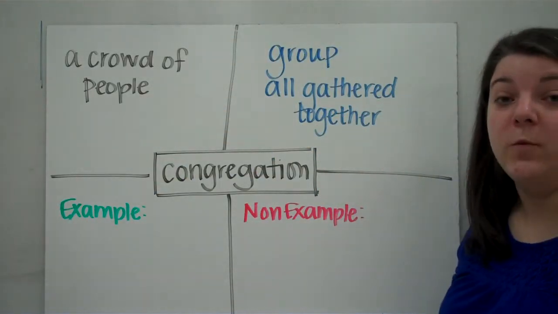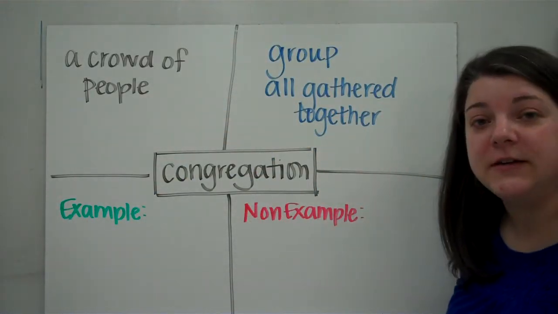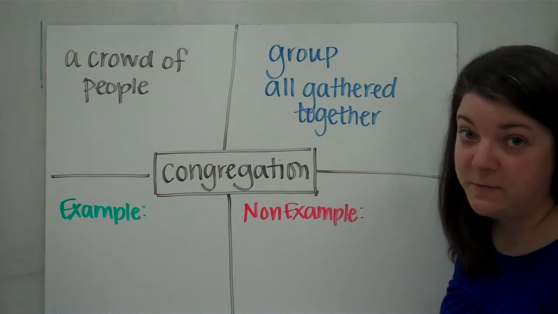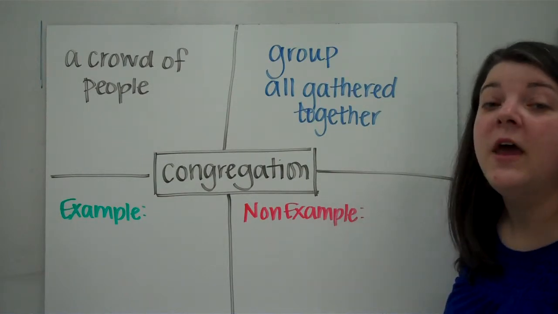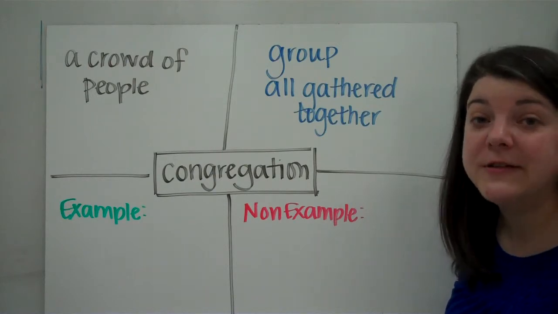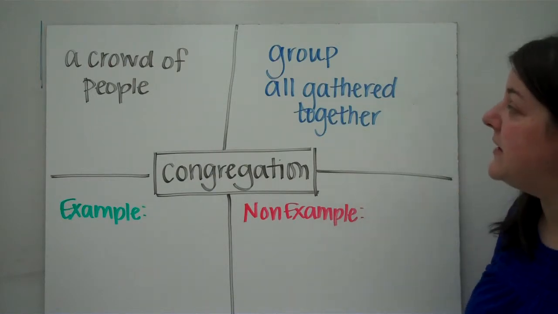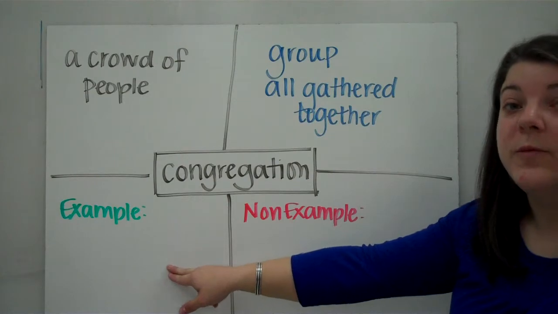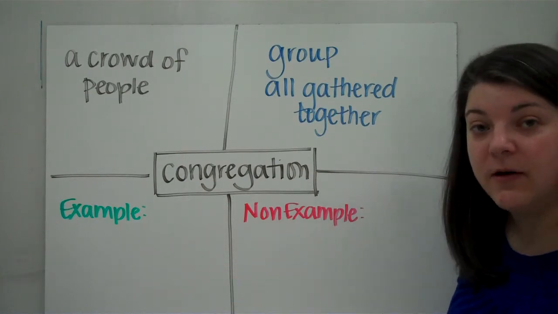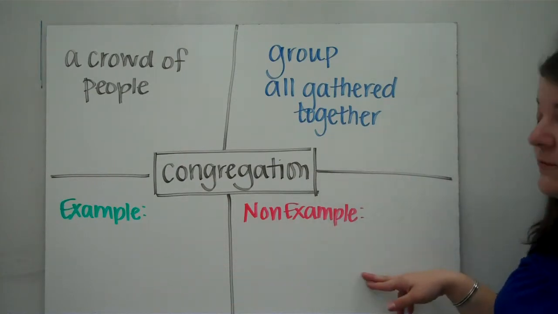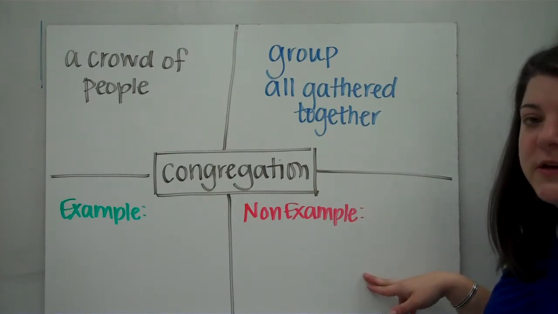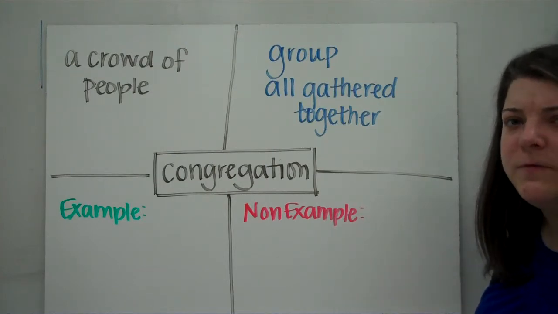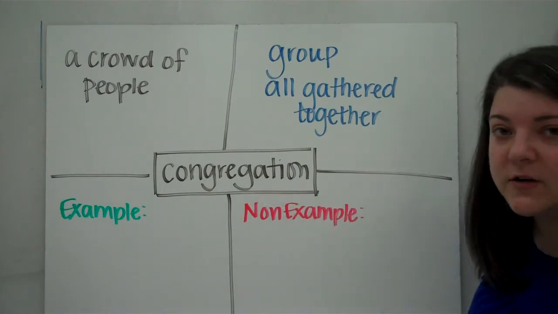Our next word for the week is congregation. A congregation is a crowd of people. So it's going to mean quite a few people, and they're all going to gather together. So give me an example of a group that might gather together that you know of in your life. Now give me an example of a single person or someone who refuses to get in with a congregation.